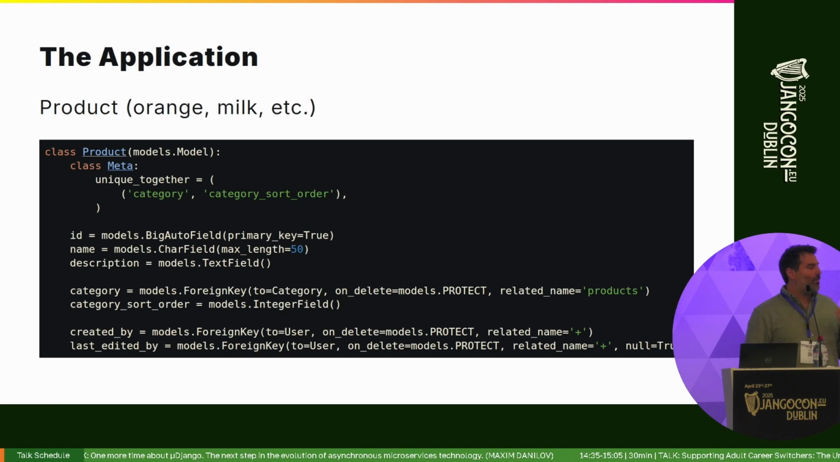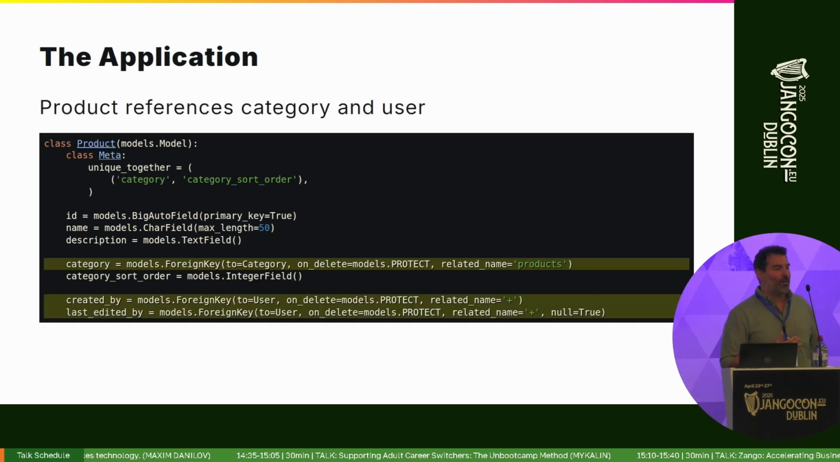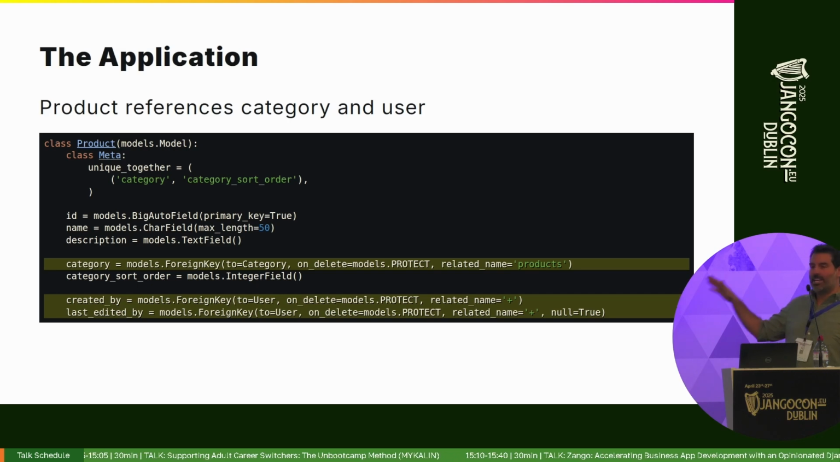Next, we want to keep some audit information about our products, who created the product and who edited the product. Okay, these are the 2 foreign keys at the bottom. Since this is a talk about foreign keys, I just wanted to highlight that we have 3 foreign keys: category, and 2 foreign keys to the user model in Django, okay?